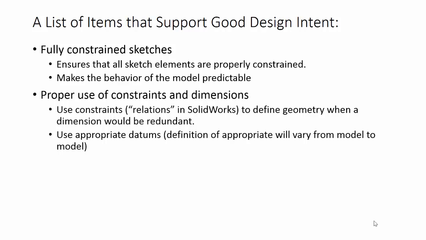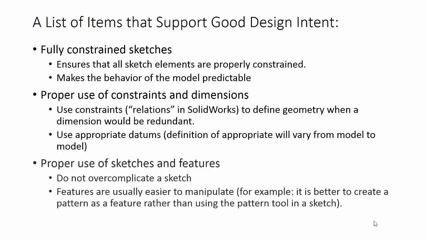And we'll also make use of proper constraints and dimensions. We can use constraints, which in SOLIDWORKS are called relations, to define geometry when a dimension would be redundant. And these are things like tangents or parallels or perpendiculars. And we also want to use appropriate datums. The definition of appropriate will vary from model to model, but a datum is basically where we dimension a part from, and the datums that we choose determine how the part behaves as we make changes to dimensions.